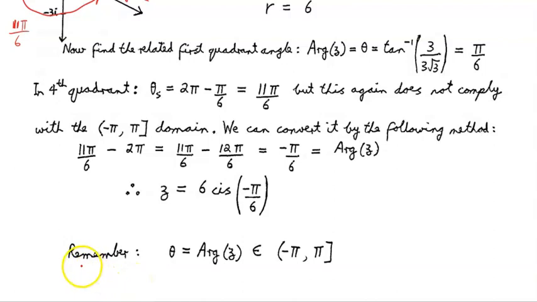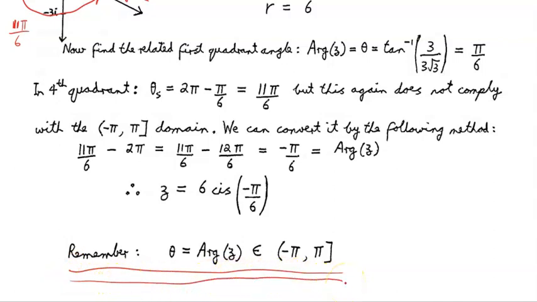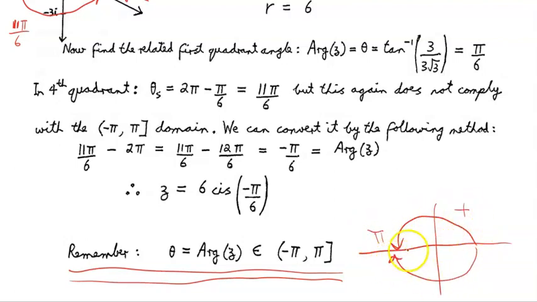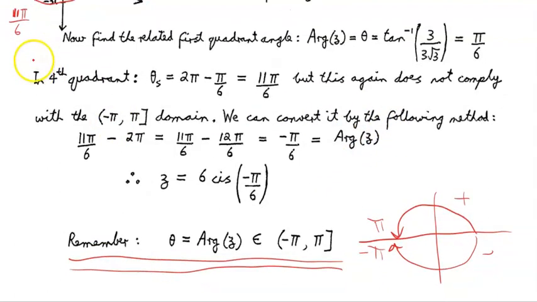And just finally, can I stress that point again? The domain here matters. Remember, theta, the principal argument, capital A, arg of Z, belongs to that domain. It is 0 to pi in the positive direction. It is 0 to almost pi in the negative direction. And that's it.